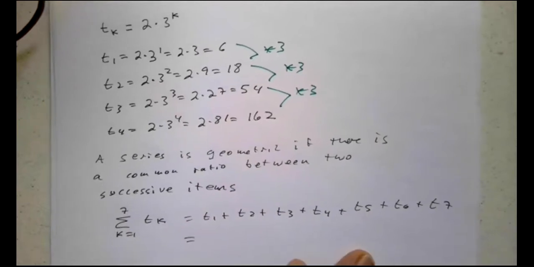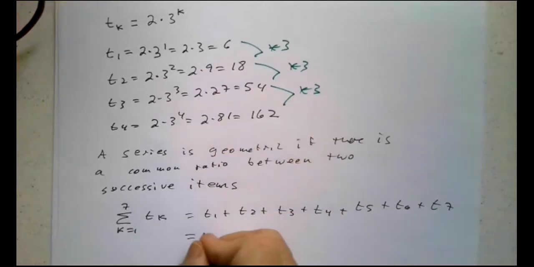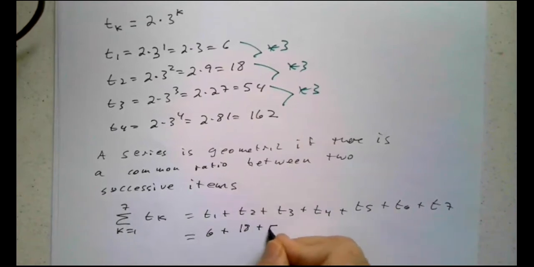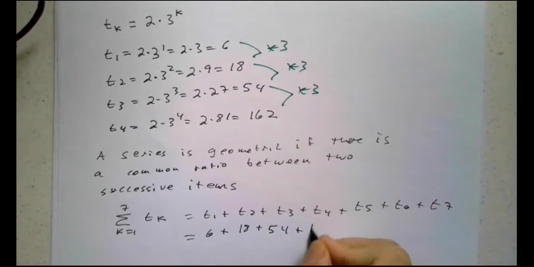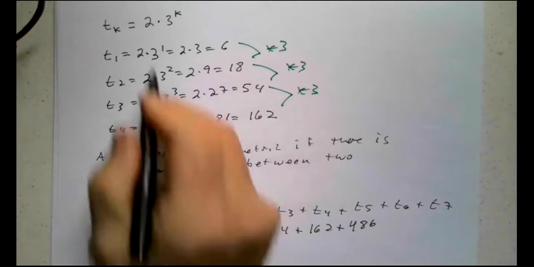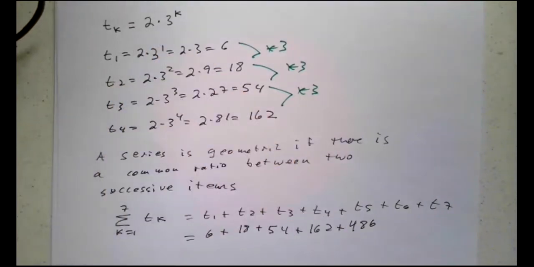Now we have many of these numbers already here. T sub 1 we have is 6 plus T sub 2 is 18 plus T sub 3 is 54 plus T sub 4 is 162 plus, remember, it's geometric, multiplied by 3. 162 times 3 is 486. The other way, of course, to get T sub 5 would be 2 times 3 to the fifth. 2 times 3 to the fifth is indeed 486.